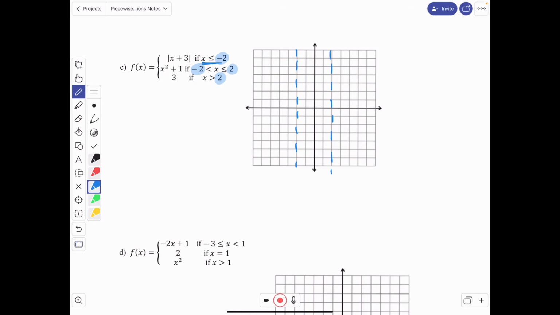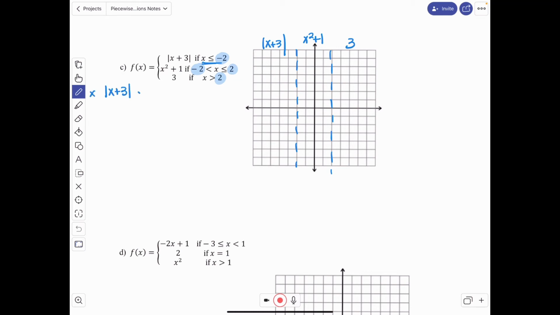Okay, so the absolute value of x plus 3 is going to be on the left side of -2. Then x squared plus 1 is going to be between -2 and 2. And then I have 3 where x is greater than 2. Okay, so the first one I'm going to do, absolute value of x plus 3.